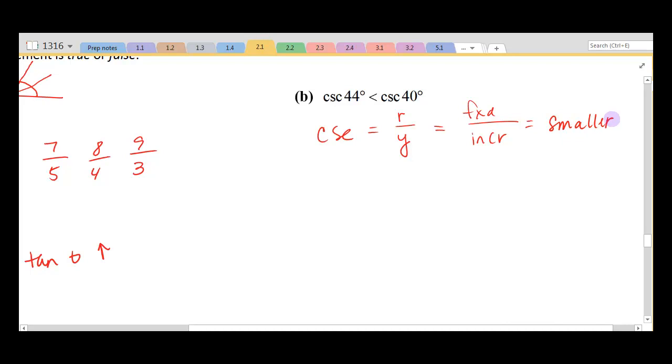or in other words, it decreases. So as the angle increases, the function value decreases. So as my angle is getting larger, as it moved from 40 to 44, this is a true statement, right? The cosecant of 44 would really be less than the cosecant of 40, because the function value of cosecant 44 is less than the cosecant of 40. So this would be true.